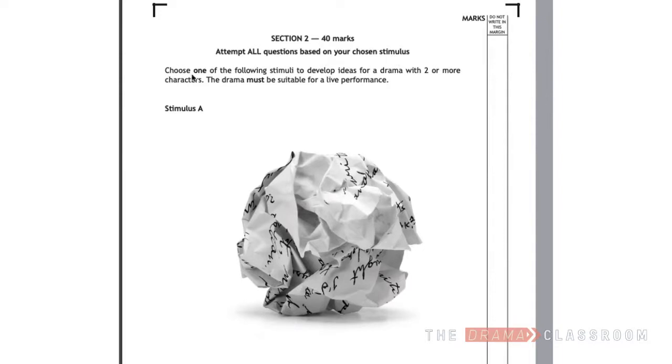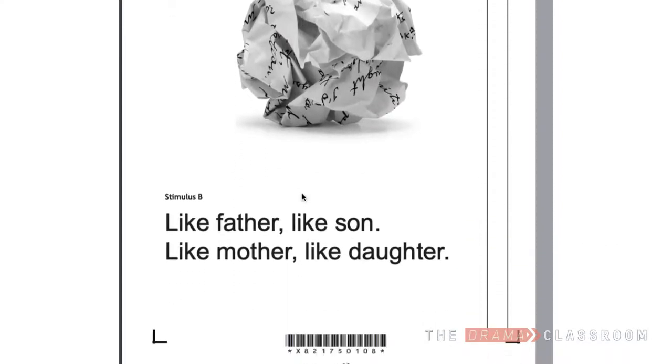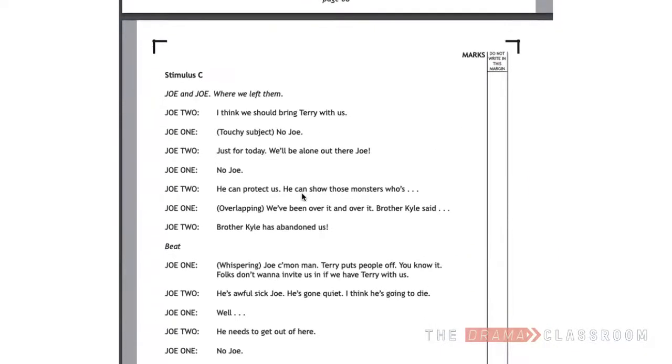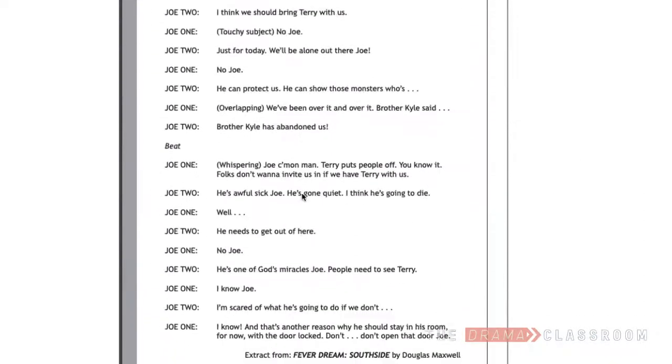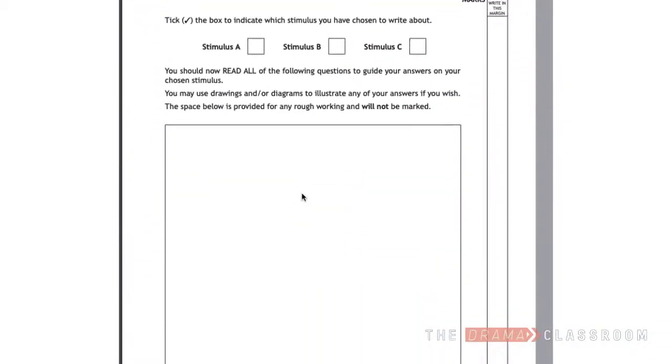Choose one of the following stimuli to develop ideas for a drama with 2 or more characters. The drama must be suitable for a live performance. So as you can see, there are 3 stimuli that you can choose from. Now, these change every year and these will be different every single year. But what you do is you would come down here, tick the box of the stimuli that you're going to do, and then you will use this little area here to just sketch out your idea for your drama.